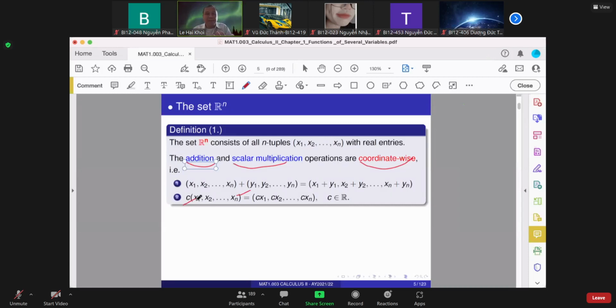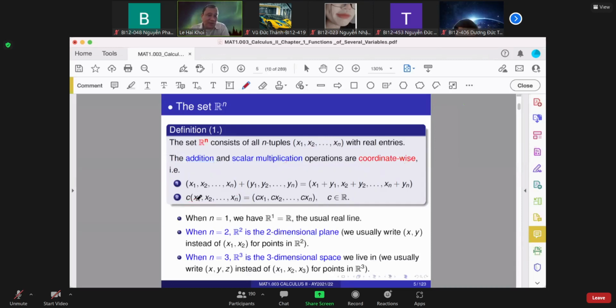So from the point of view of linear algebra, which you studied last semester, Professor Dung taught you, right? This set Rn, together with two operations, addition and scalar multiplication, forms the so-called vector space, R vector space, or vector space over the field R, the real numbers. So that is a vector space, okay?